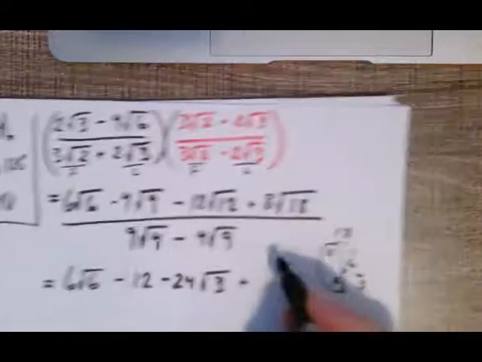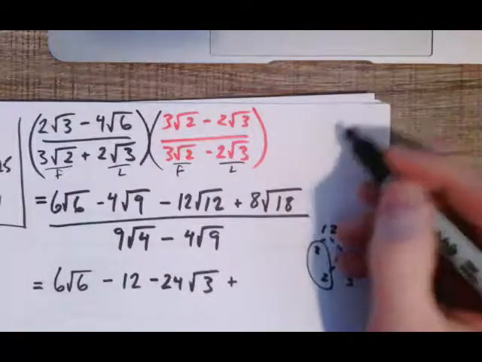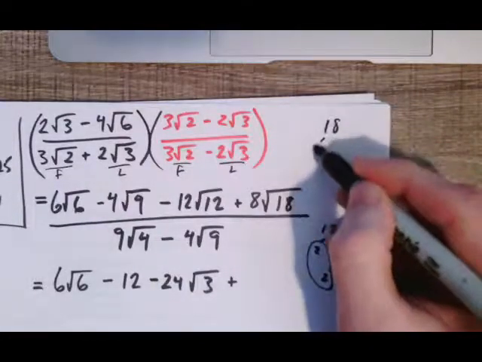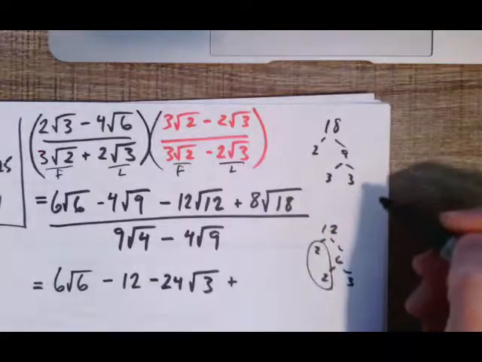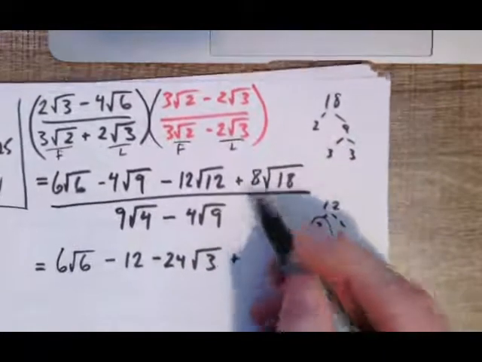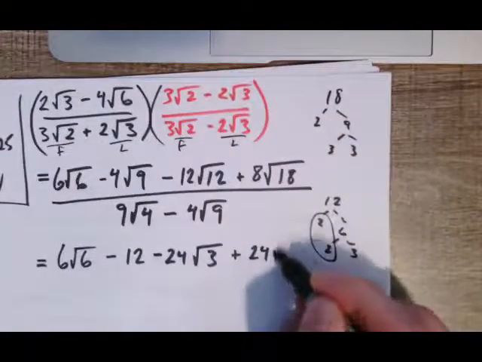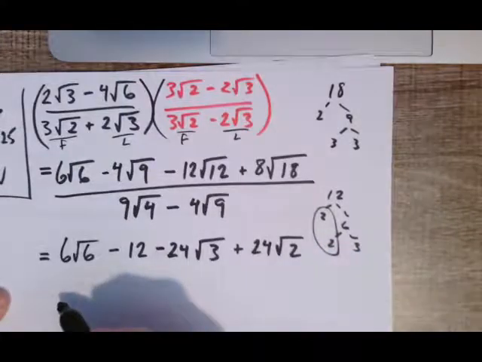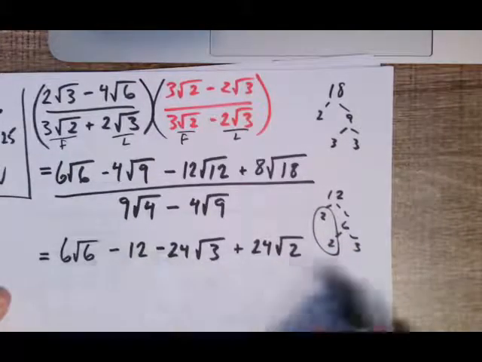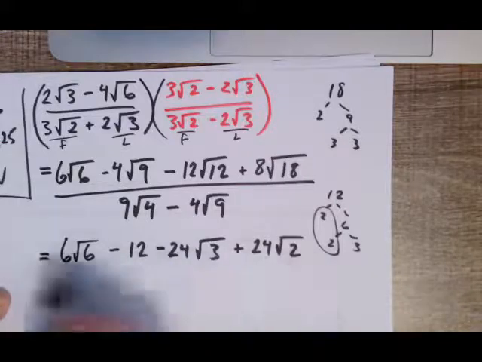Plus 8 root 18. 18 is 2 times 9, which is 3 times 3. So 18 is 3 root 2. 3 times 8 is 24. Root 2. Root 2, root 3, root 6. No, can't combine anything on the top.